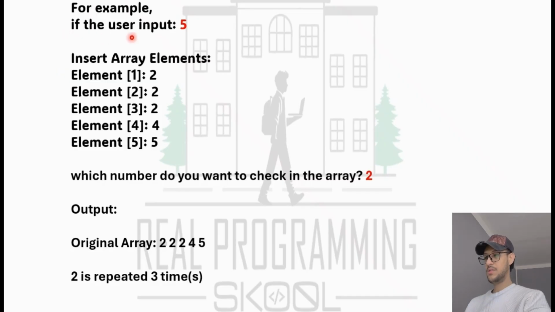And after that, once the user finishes here and inserts that they want to check number 2, the output should be original array 2, 2, 2, 4, 5. That's correct because we inserted 2, 2, 2, 4, 5. And 2 is repeated 3 times in the array, and that's true because we inserted number 2 three times. So now let's go to Visual Studio to see how we're going to convert this requirement into code.